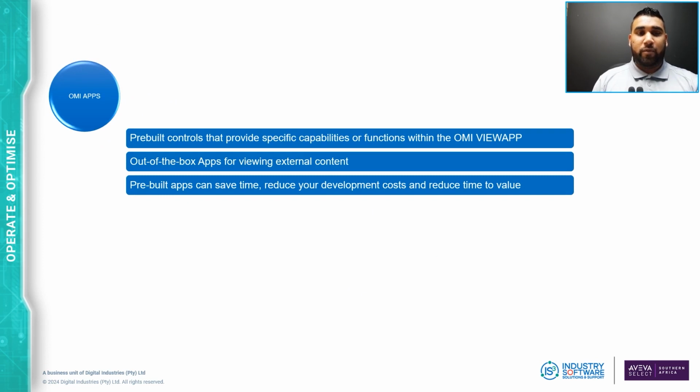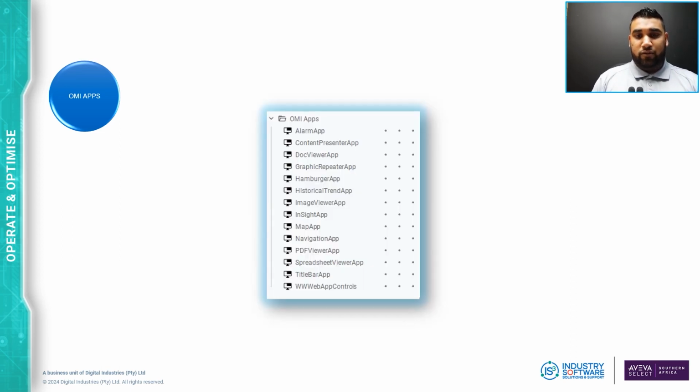AVEVA OMI apps are essentially pre-built controls that provide specific capabilities or functions within the OMI view app. These OMI apps are added to layouts to display content in runtime. Custom apps can also be created with a software development kit and then imported into the Galaxy. The web browser control is an out-of-the-box app for viewing external content, and it provides a full-featured, standards-compliant web browser for the view app.